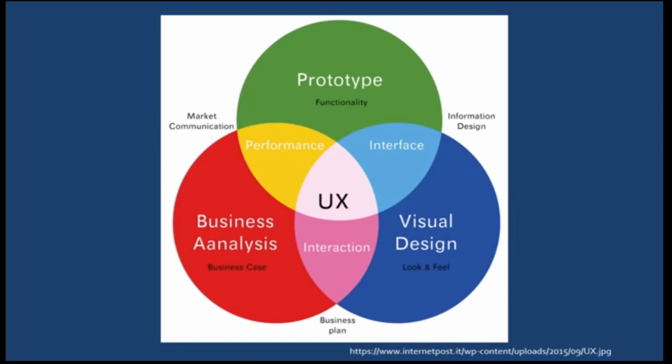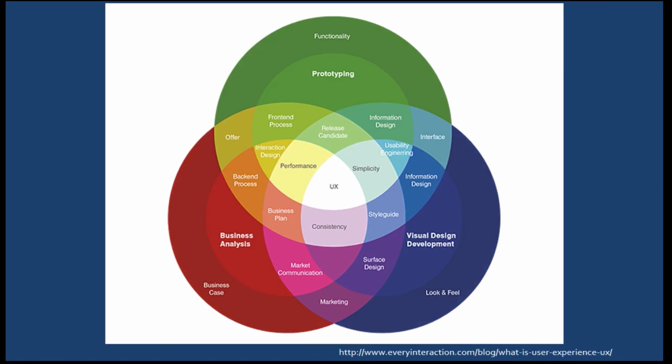Another Venn diagram. Prototyping, business analysis, and visual design. That is their typo in analysis. But here, the overlap of visual design and prototyping, you see the interface. Here, the business and the prototype, you think about performance. At the visual design in the business, you think about interaction. Surrounded by information design, business plans, and market communication. Bringing a little bit more of the business angle into this, thinking about how is this going to perform in a market.